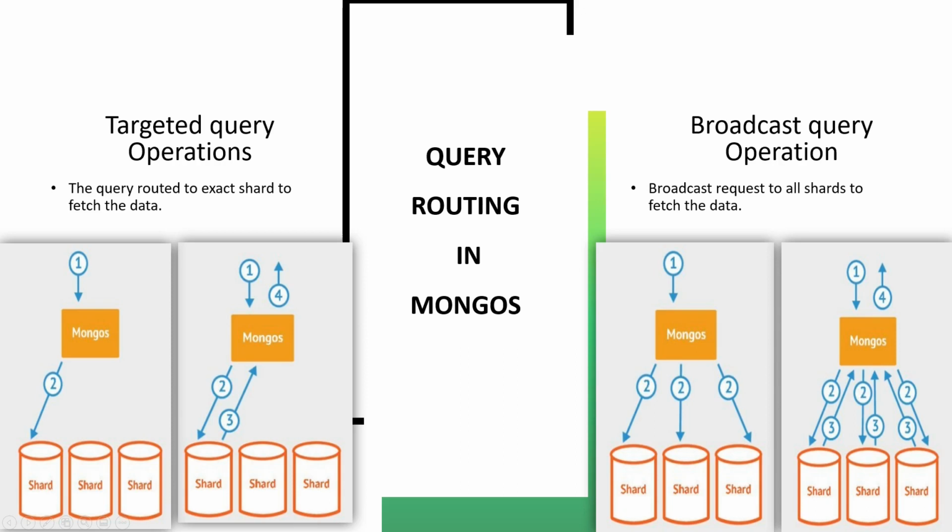Whereas the second operation is a broadcast query operation. In such cases, the query is broadcast to all the shards. So basically, you're looking for the employees who have the department of, say, computer science. Then you will have multiple shards where that particular data resides. So in such cases, mongos will receive the request, it will send the broadcast to all the available shards, and then each and every shard will give its particular subset of the data, and then the mongos process will consolidate it and give it to the end user.